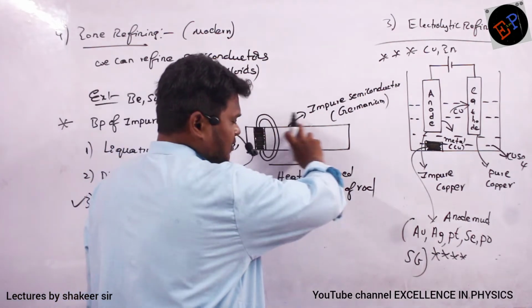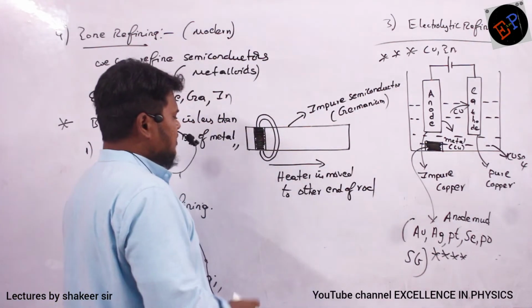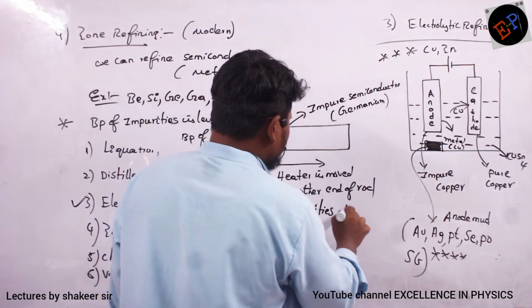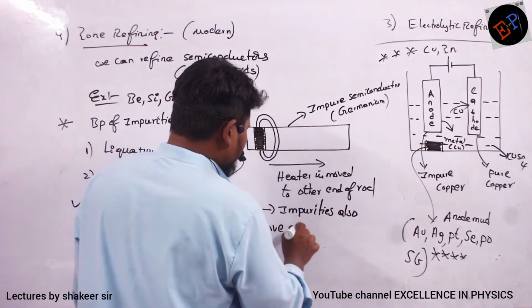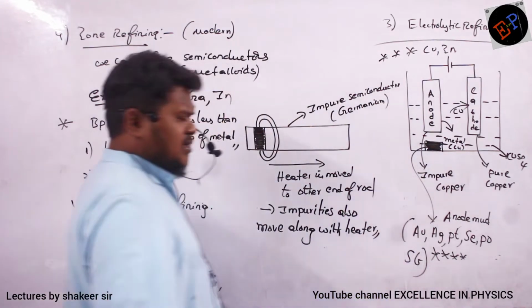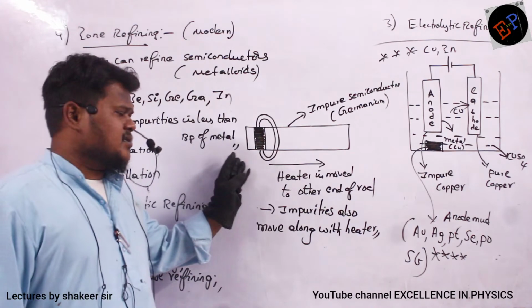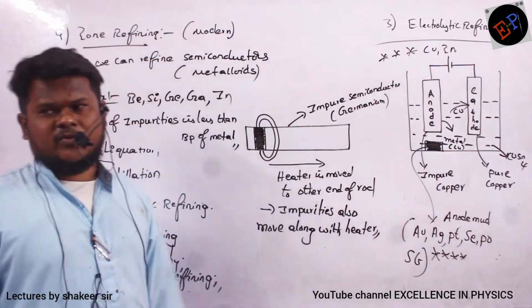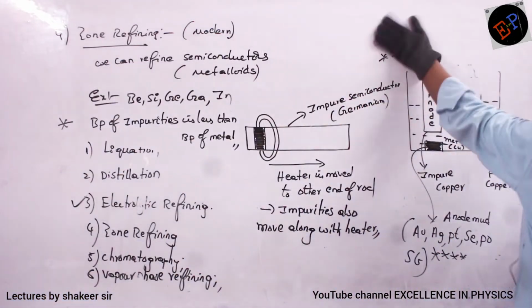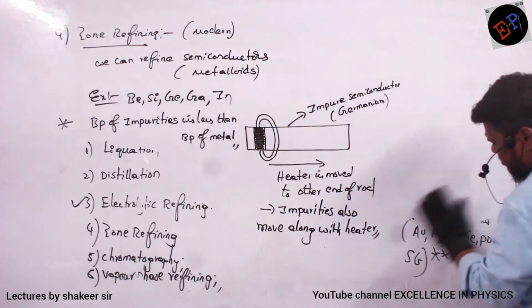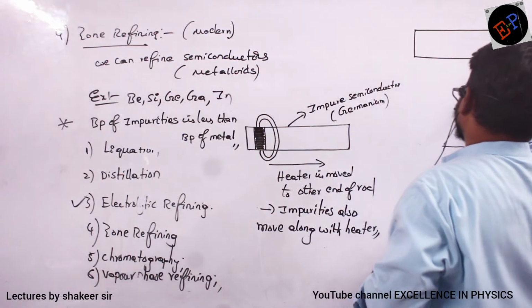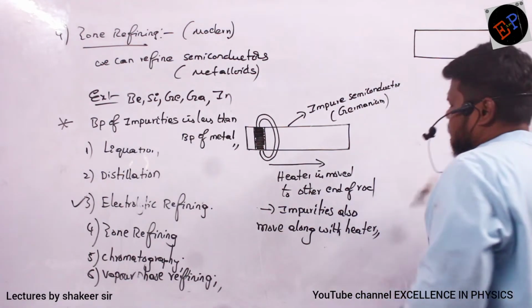So if I take this heating coil to the other end of this germanium metal, impurities also move along with the heater. There is some arrangement by which, as the heater starts moving, these impurities also start moving to the other end of this rod. So finally all the impurities get settled at one end of the germanium rod. All the impurities come and get settled here.